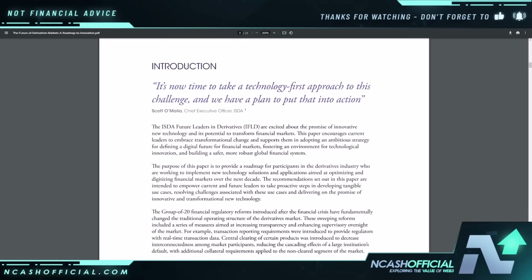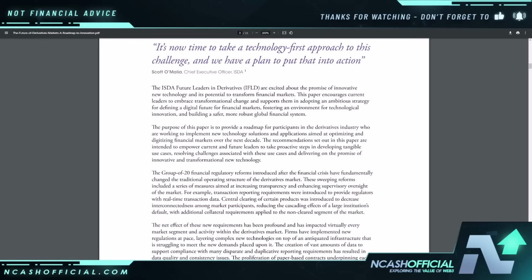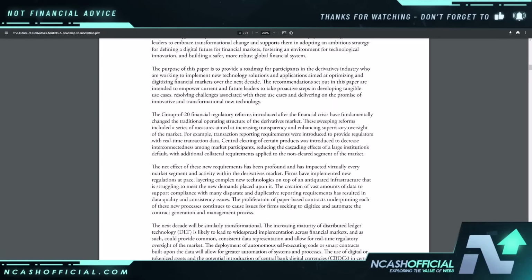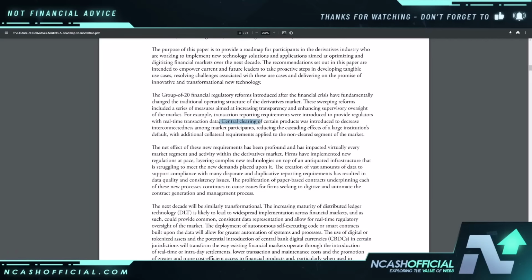And within this, we see the purpose of this paper is to provide a roadmap for participants in the derivatives industry who are working to implement new technology solutions and applications aimed at optimizing and digitizing financial markets over the next decade. This is very important to focus on because this is massive amounts of money. Now we have here that central clearing in certain products was introduced to decrease interconnectedness among market participants, reducing the cascading effects of a large institution's default, with additional collateral requirements applied to the non-cleared segment of the market.